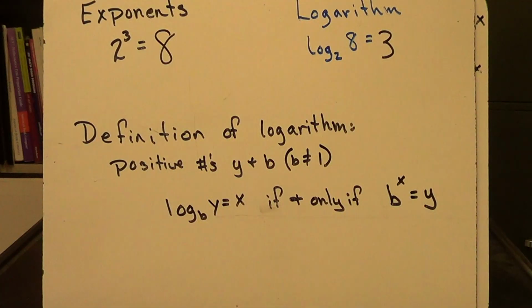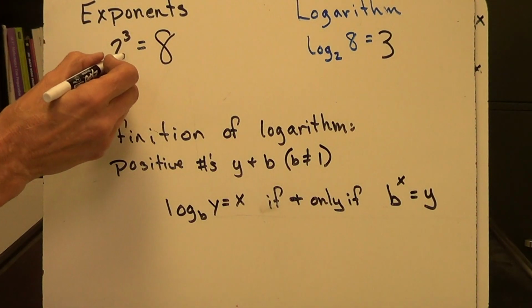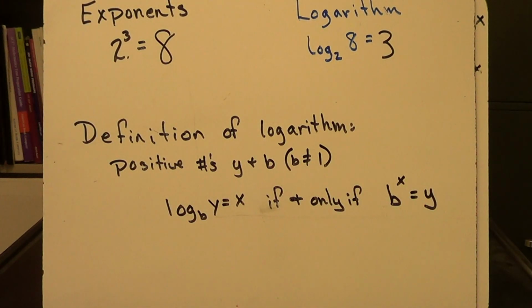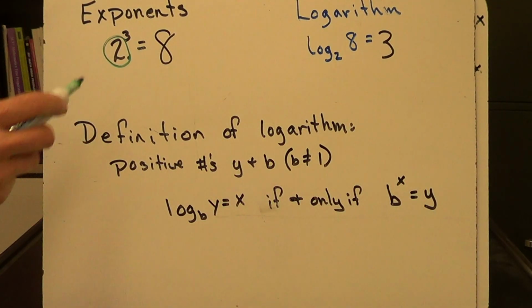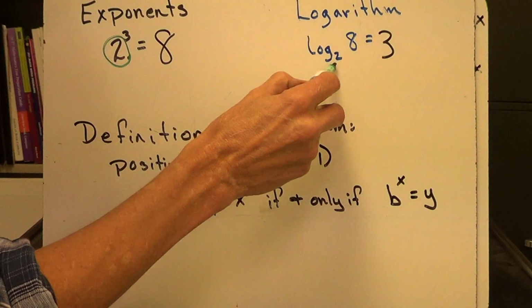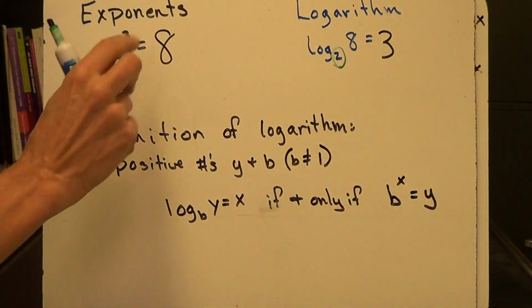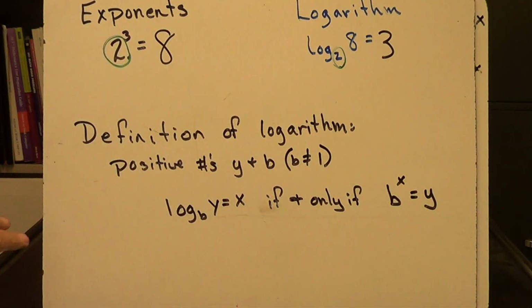But here's some little keys. And this is something that I always think of. In exponents, this number here is referred to as the base. So just remember, the base is always at the base of your log. And then you just flip your x and your y. Okay?